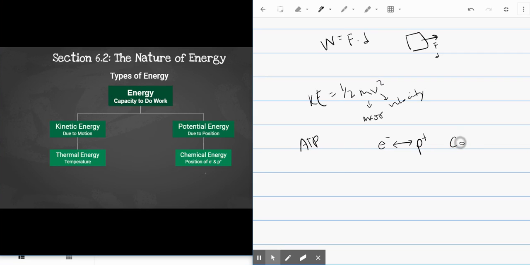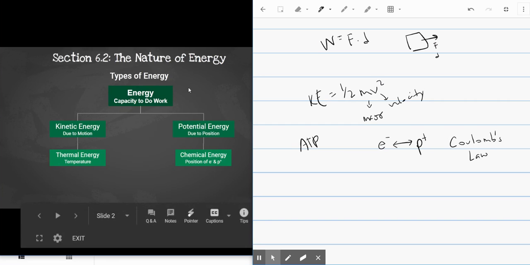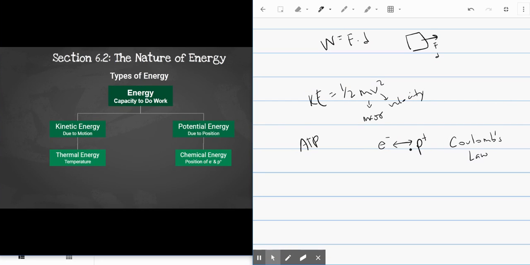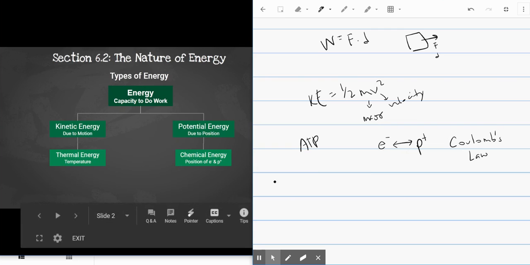Okay, this is Coulomb's law that we're going to learn a lot about later, and we call it the Coulombic force. It just says that these opposite charges are going to pull towards each other, so there's going to be a force there, and this force is what creates the potential energy. So this potential energy of our molecules comes from the electrons and the protons being attracted to each other, or repelled. If you have electrons and electrons, they're going to repel, and you have the opposite. The force would be pushing them away from each other.